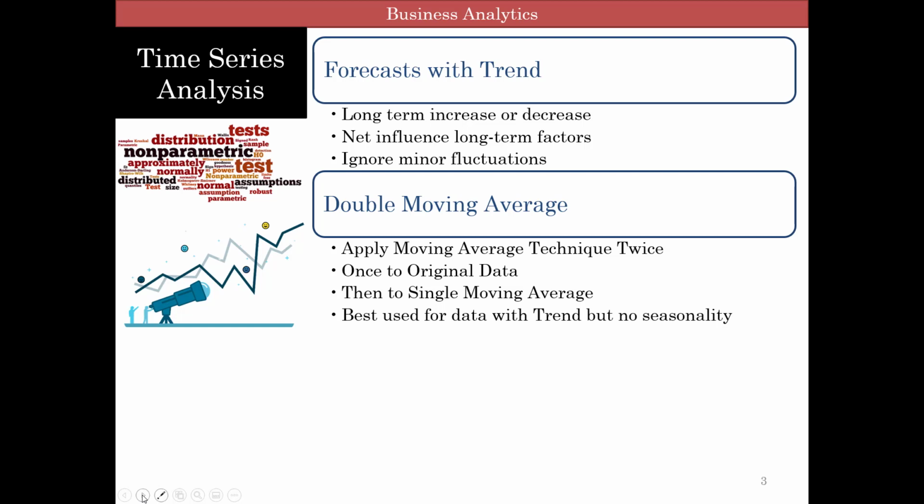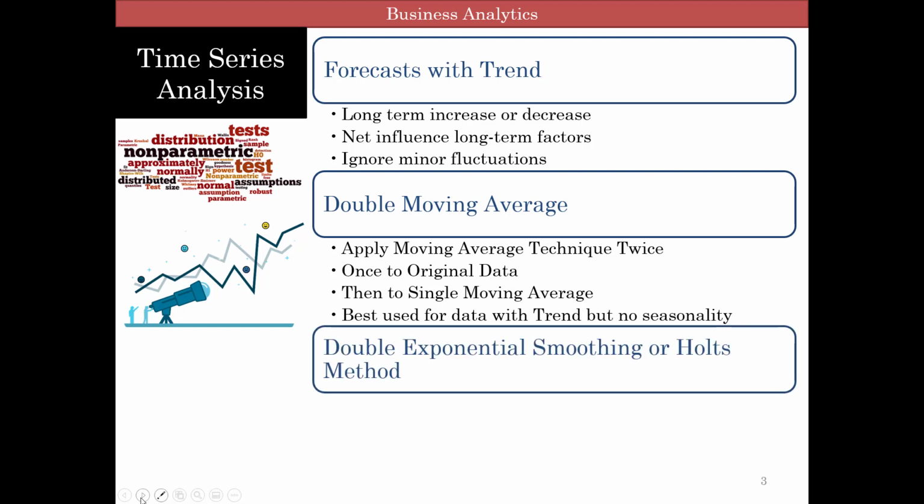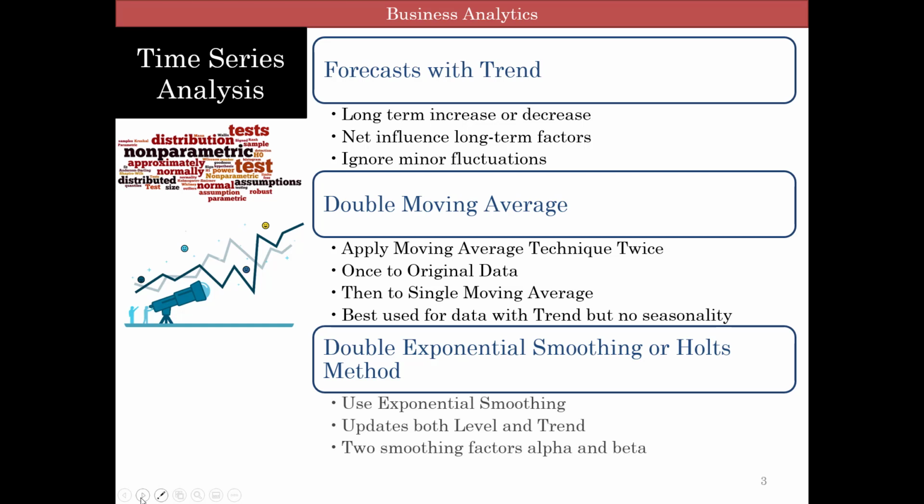Remember, we talked about simple moving average, but in double moving average, we apply the moving average technique twice. Once to the original data, and then a second time to the single moving average. Best used for data with trend but no seasonality. The other method we are going to use is double exponential smoothing, or Holt's method, where we use exponential smoothing to update both level and trend. The smoothing factors are alpha and beta here, but in this case, beta goes to trend and not seasonality.